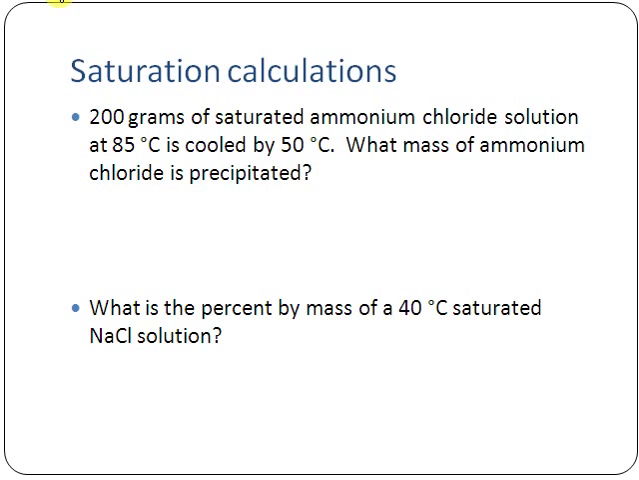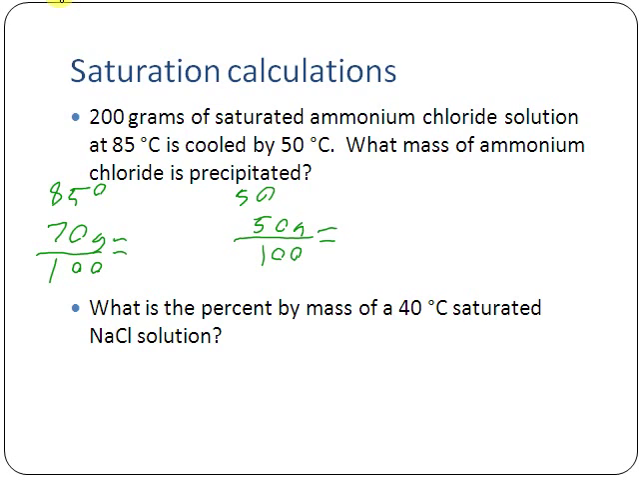So let's start off with what we've got here. We know that at 85 degrees, we can fit 70 grams in 100 grams of water. We know at 50 degrees, we can fit 50 grams in 100 grams of water. And we're going to set up two equations for these. For the first one, we have 70 grams, and we're told that we have 200 grams of saturated ammonium chloride solution. Now in this case, we have 200 grams of the solution, not 200 grams of the solvent. So we don't know the amount of ammonium chloride in here.